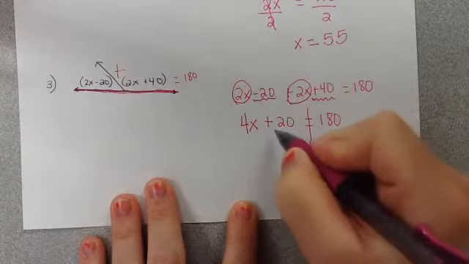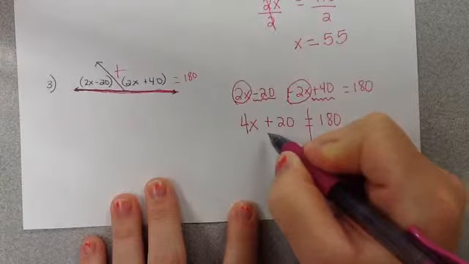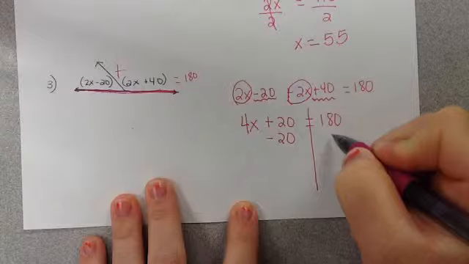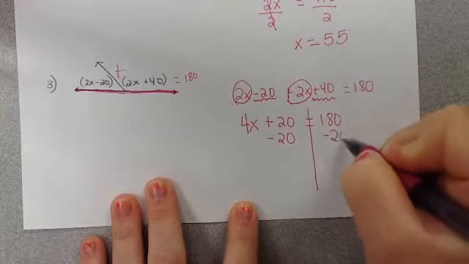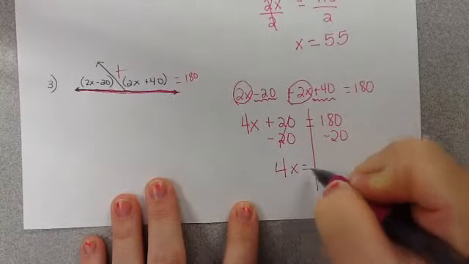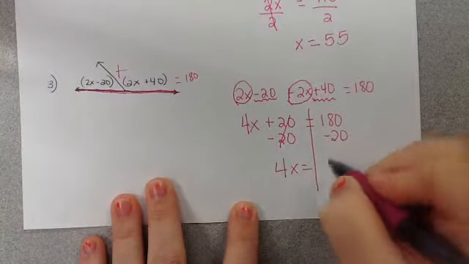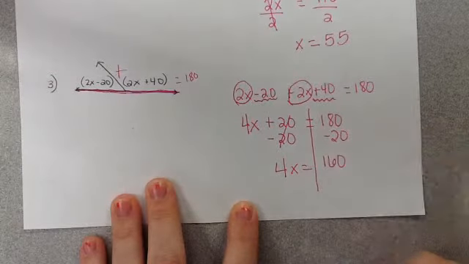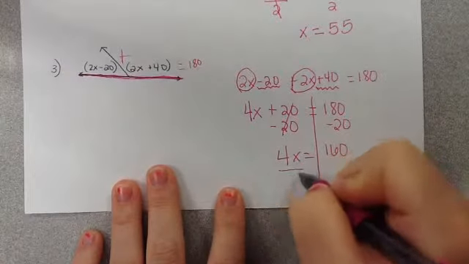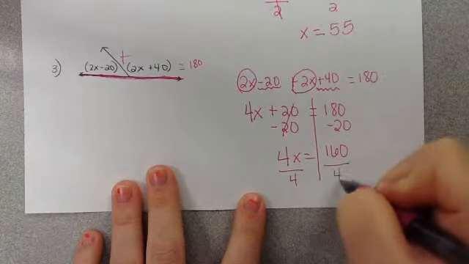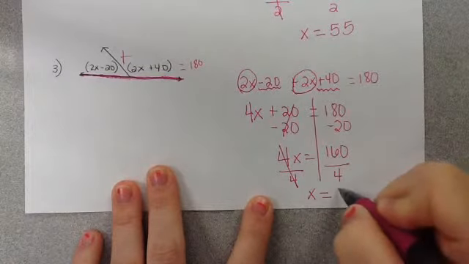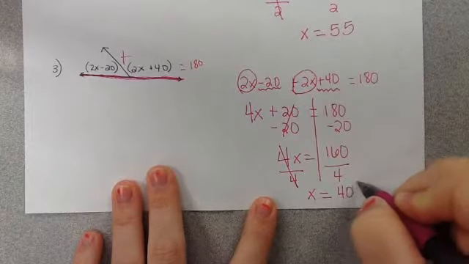What do you do next? Get rid of what is not attached. How do you get rid of a plus 20? Minus 20. What you do on one side must do to the other. So 4x equals 160. What did you do next to solve for x? Divide by 4. What I do on one side, do to the other. X equals 40.